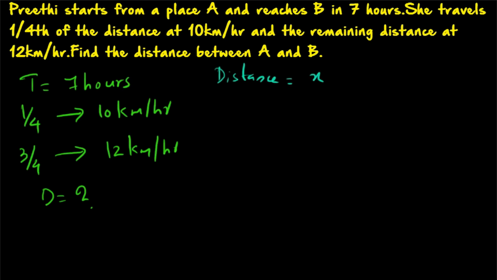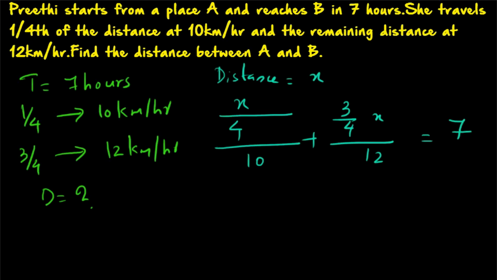So what is the total time given? 7 hours. So you can write down the formula for total time. So 1/4 of the distance she is covering at a speed of 10 km per hour. So you can say time is equal to distance by speed. So here distance is equal to x by 4. So x by 4 divided by 10 plus, and what is the other distance? 3 by 4x. So 3 by 4x divided by 12 is equal to 7. When you are adding both the first time and the second time, you will be getting 7. So x by 4 by 10 plus 3x by 4 by 12 is equal to 7.